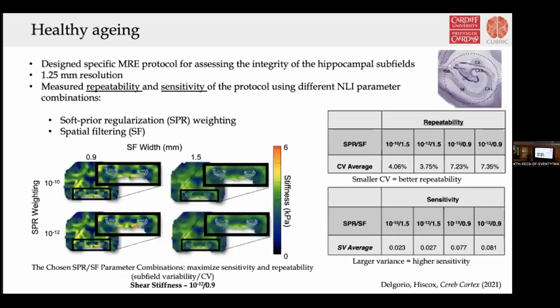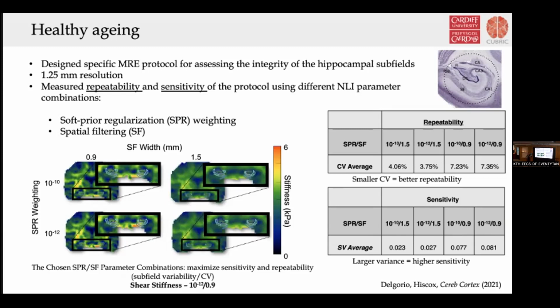So during my time in Delaware as a postdoc, I worked with a PhD student, Peyton Del Gregorio, and we designed a specific MRE protocol for assessing the hippocampal subfields. We know that each subfield is uniquely sensitive to disease, and it could pinpoint regional vulnerability and better understand hippocampal pathology in the early stages of Alzheimer's disease. So for this protocol, we used the multi-band sequence again. We got the resolution to 1.25 millimeters. And due to this increase in resolution, we were able to tweak the parameters in the NLI inversion to improve the repeatability and sensitivity measures.